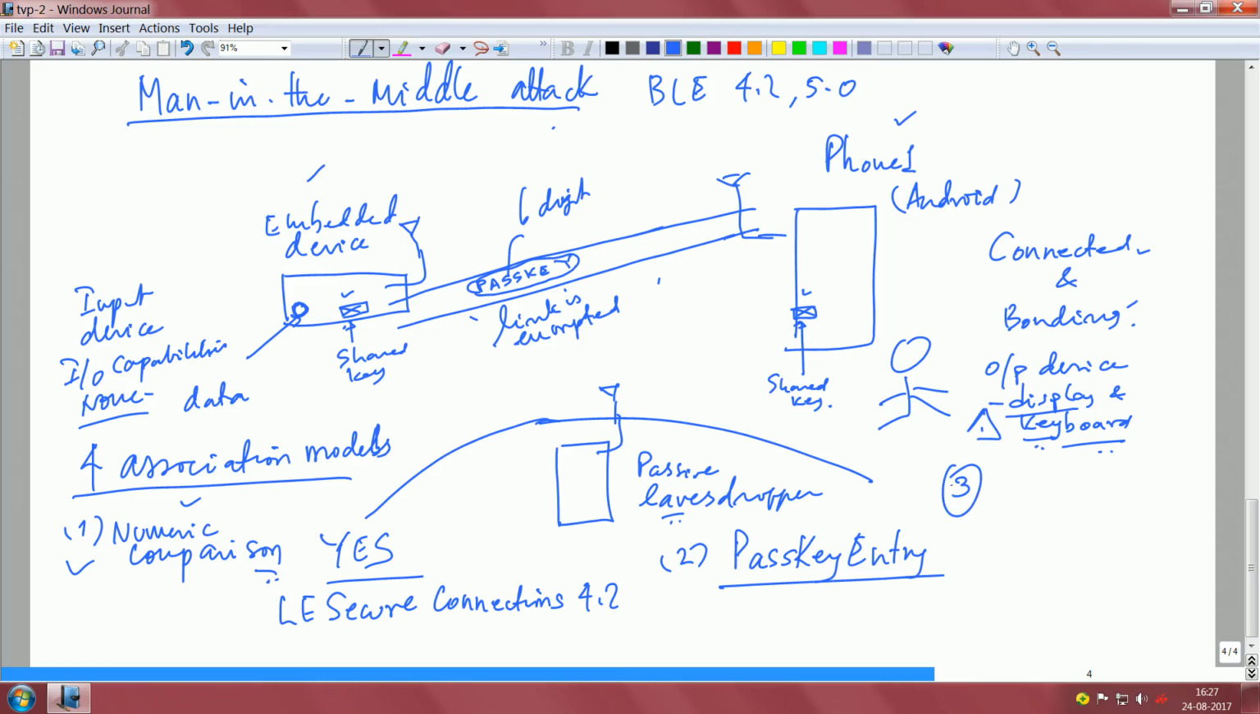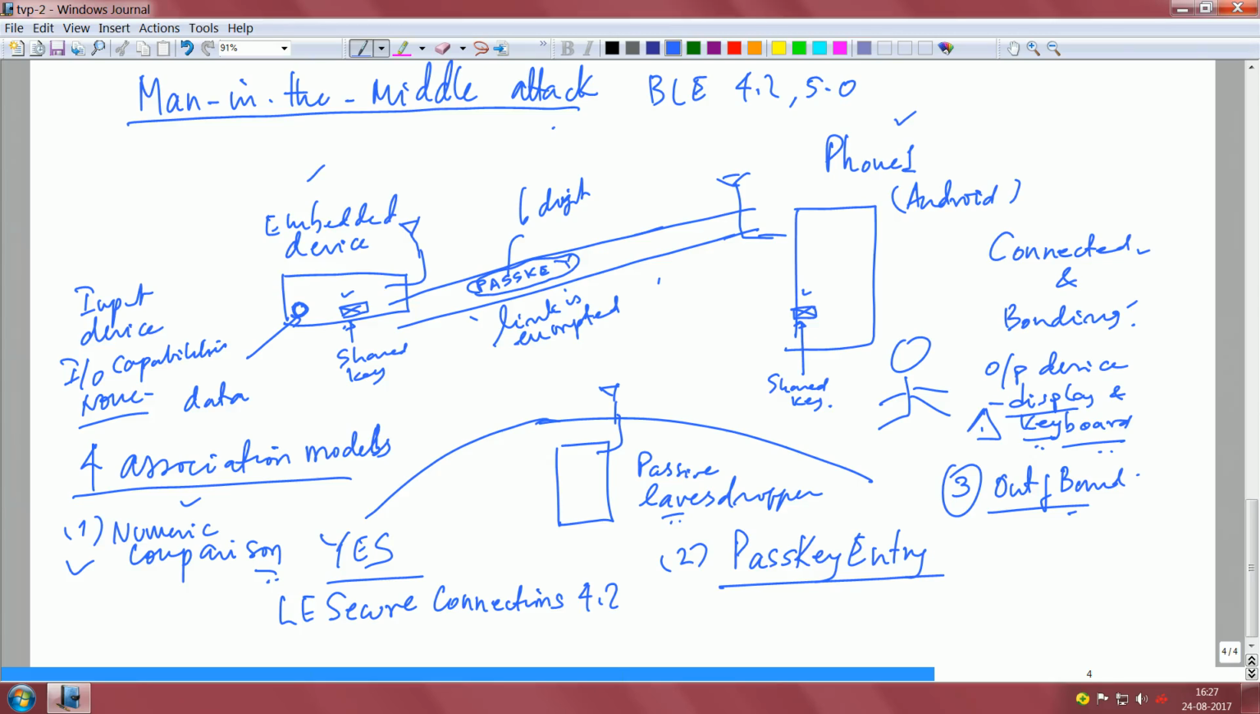The third way is you do out of band. In other words, if you had two phones and you had an NFC channel between the two phones, now you could pass this particular passkey over out of band. It is called out of band, that is you are not using BLE, but you are using some other channel in order to pass this passkey.